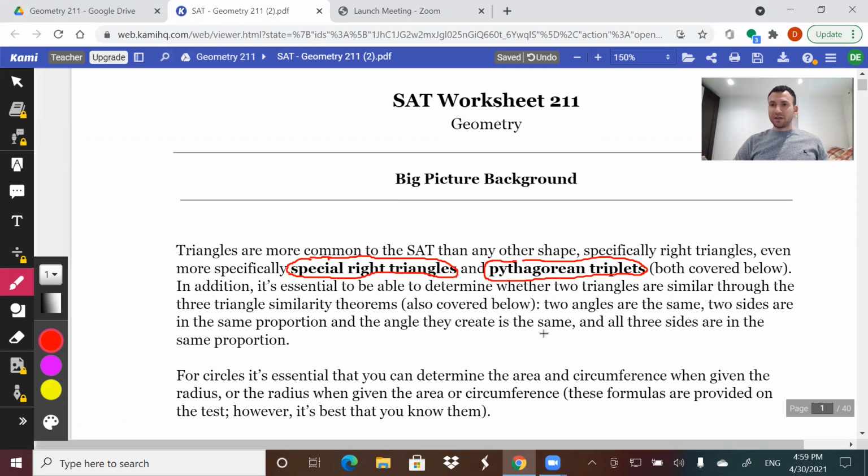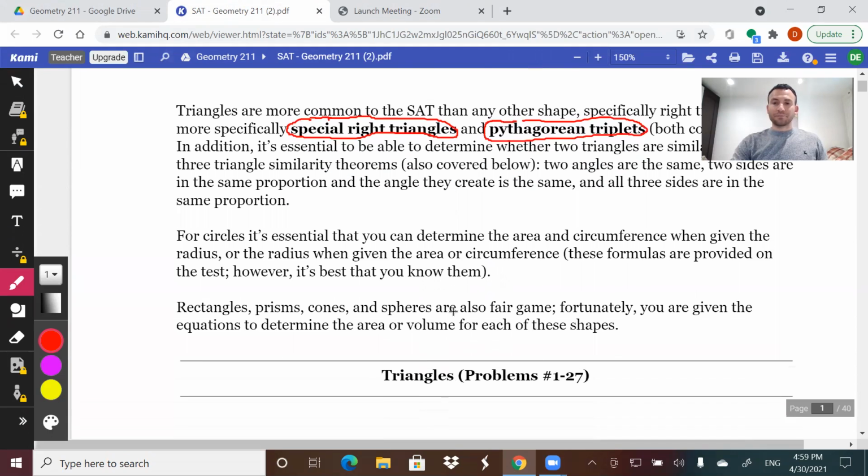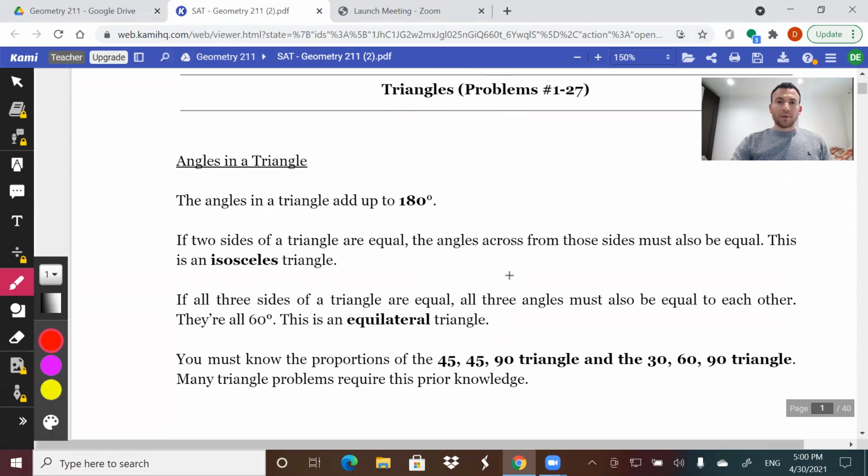You're almost guaranteed to see triangles that employ either the special right triangles or the Pythagorean triplets, and it'll save you time, and sometimes you'll even be precluded from getting a problem right if you don't know these. So we'll look at those in detail. And then on the second half of the worksheet, we'll look at circles. The third half is just other geometry problems. We won't cover those in this video, but they're in the packet, so you can practice them. So let's talk about triangles first.